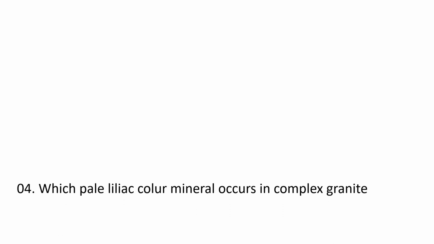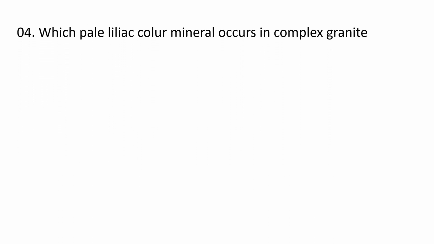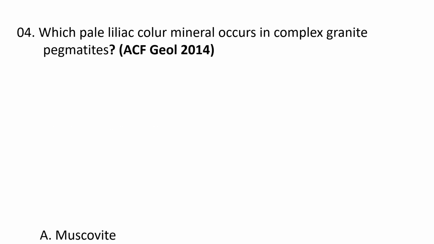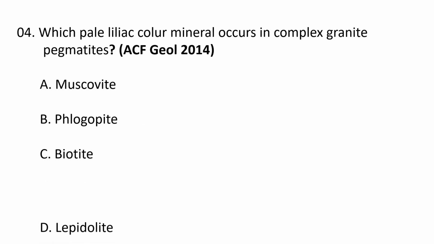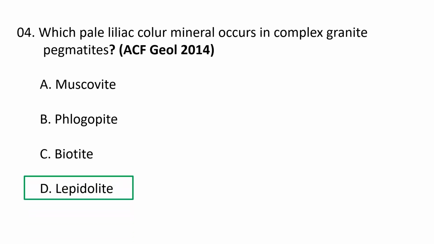Next question. Which pale lilac color mineral occurs in complex granite pegmatites? The choices are A. Muscovite, B. Phlogopite, C. Biotite and D. Lepidolite. So the correct answer is D. Lepidolite is a lilac gray or rose colored member of the mica group. This is the most abundant lithium bearing mineral and is a secondary source of the metal, and it is a major source of the alkali metal rubidium. So the correct option is D.